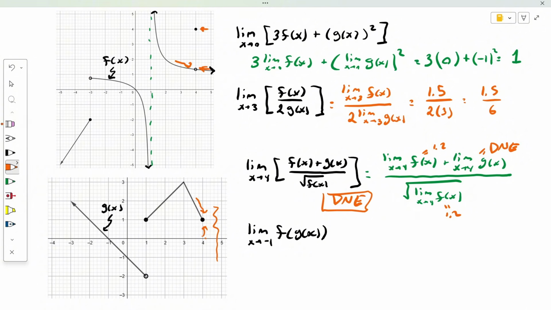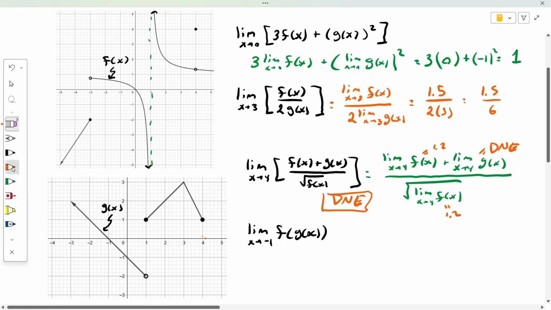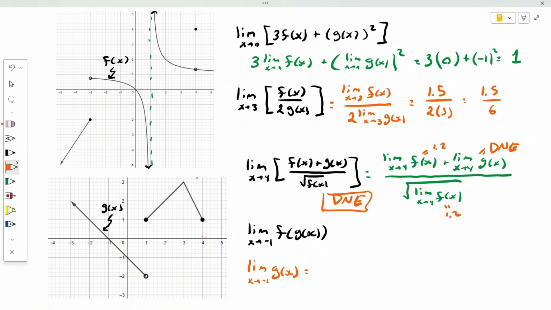So I'm going to just erase these drawings real quick. And so we have the limit as x approaches -1 of f of g of x. So if we remember how to do this, we first have to take the limit of the inside function. So let's see what the limit as x approaches -1 of g of x equals. If we look at g of x and we look at -1, we see that right here, coming from both sides, it just equals 0.